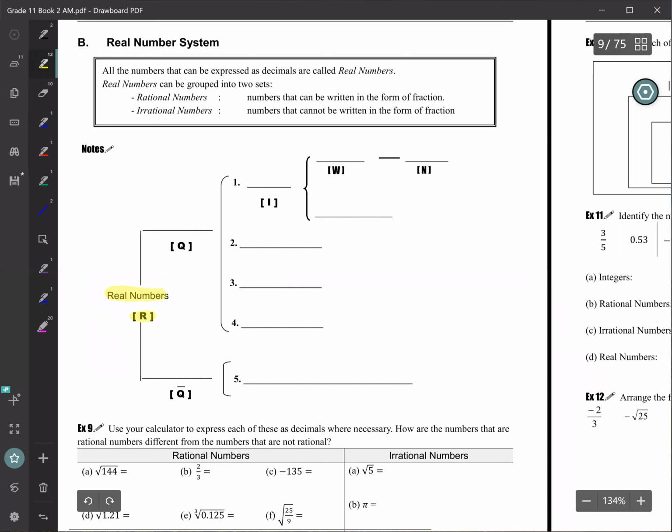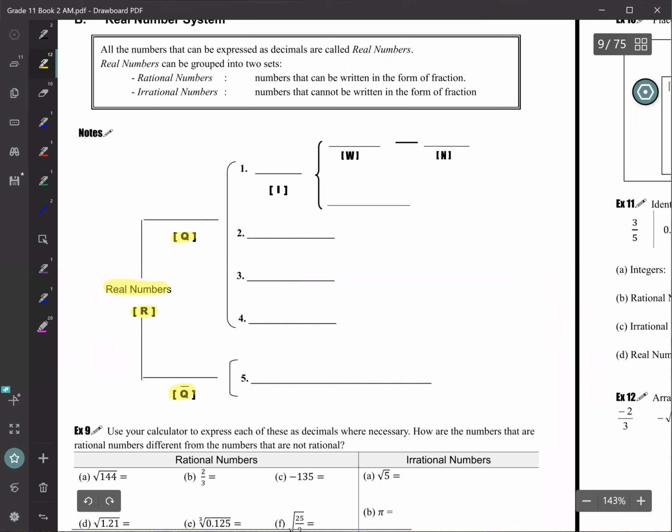So use the R, okay? So this here you see is a tree diagram. First it will divide into 2 groups. One is the Q, one is the Q with the bar on the top. Q represents the rational numbers, and Q with the bar means not rational, which means irrational numbers.